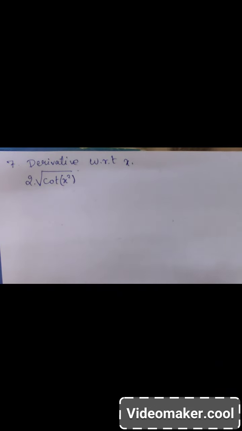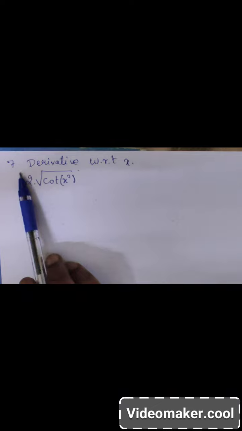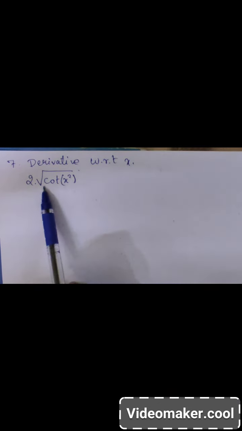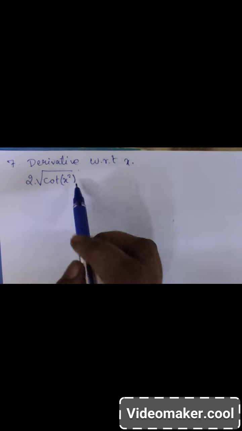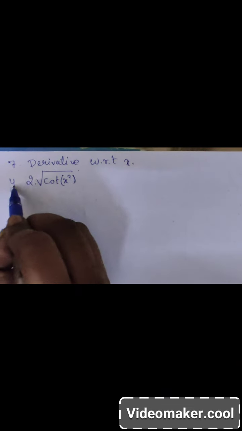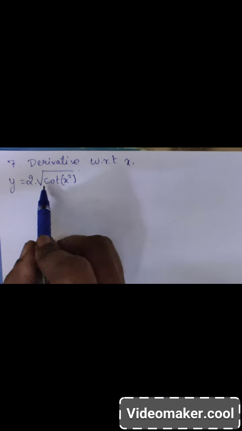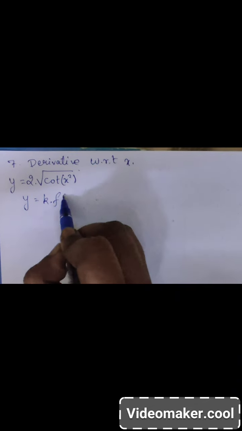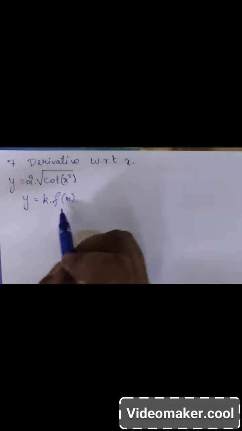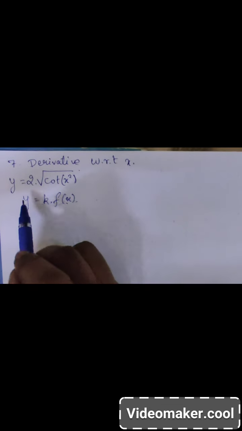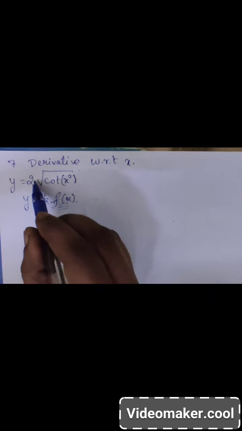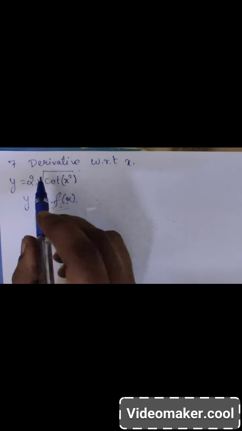Now we will discuss problem number 7. Here again we have to find the derivative of the function with respect to x. Now we will take this function as y. Again here it is a product of a constant and a function of x. So we will keep 2 as it is since it is a constant.